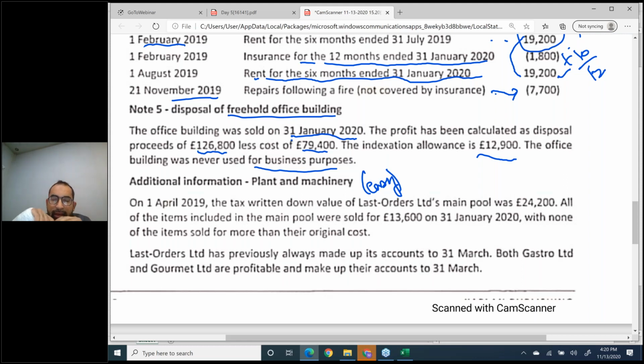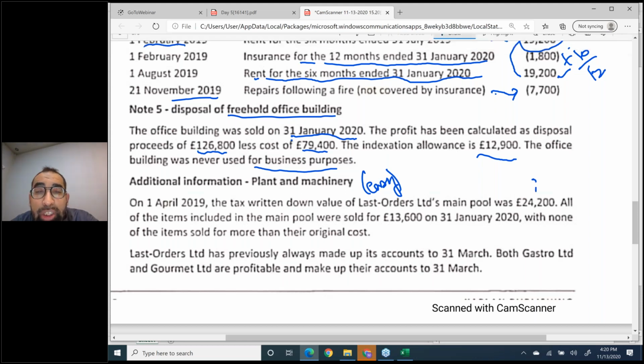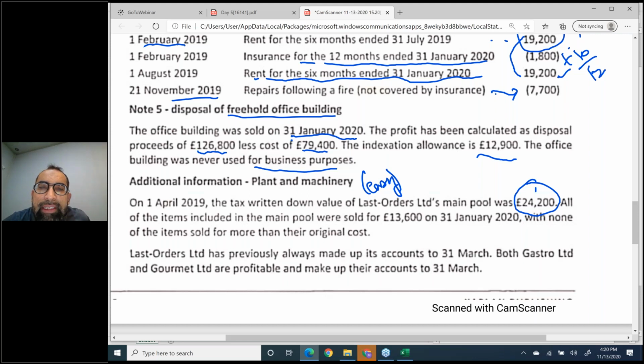Okay, now read it. On 1st April 2019, the tax written down value of Last Orders Limited's main pool was 24,200. Now if you want to do it logically, because I am also an accounting teacher, just imagine this 24,200 is the cost. You bought assets for 24,200. All of the items included in the main pool were sold for 13,600 on 31st January 2020. Easy. You bought the asset for 24,200 and you sold it for 13,600. Now you tell me, what is the real decrease in value? What is the real depreciation?